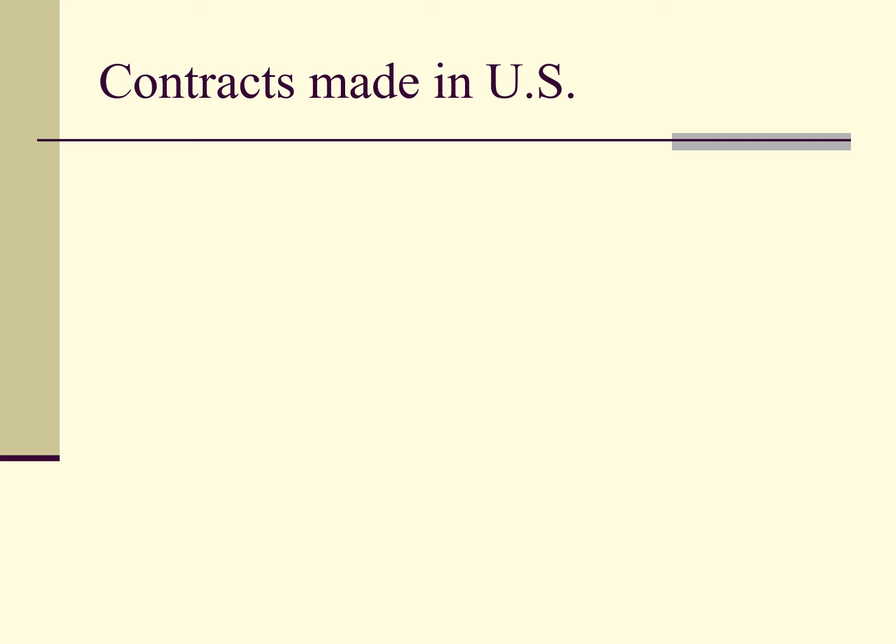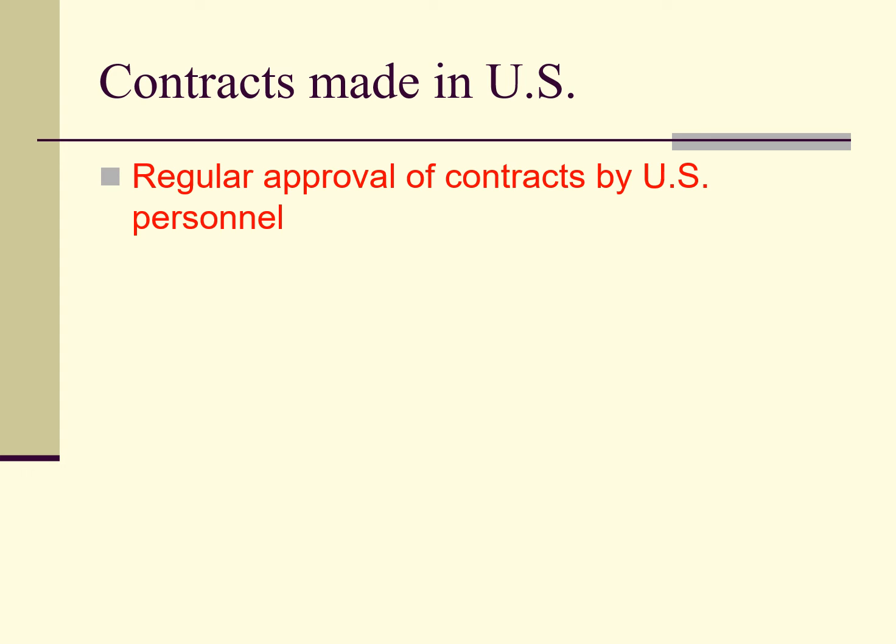Let's elaborate a bit on the issues associated with activities in the United States, starting with contracts made in the United States. One way in which a foreign corporation may acquire a U.S. trade or business or a permanent establishment is if contracts it makes are regularly approved by personnel located in the United States.